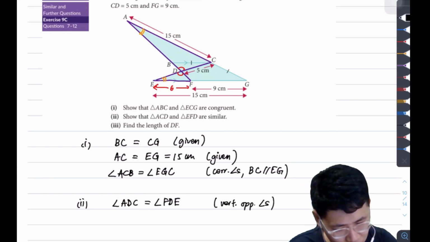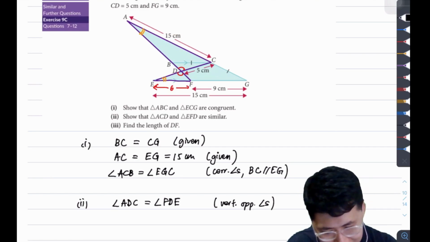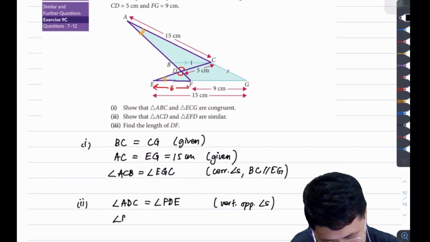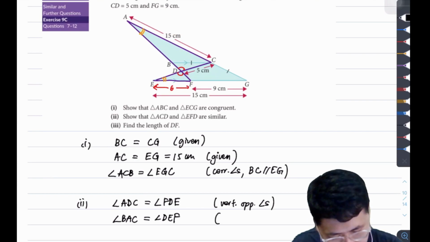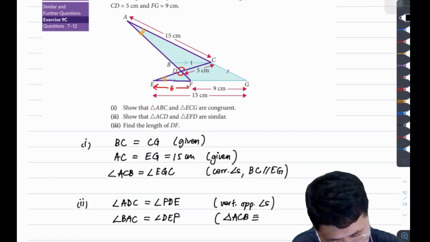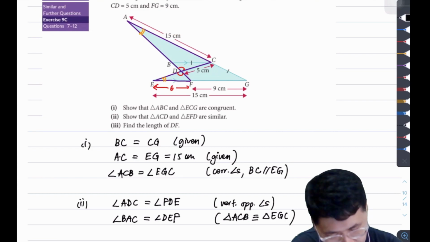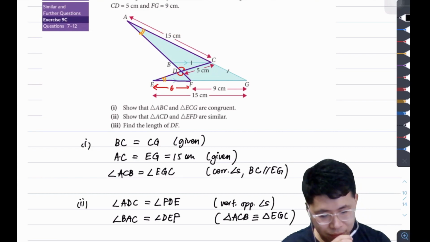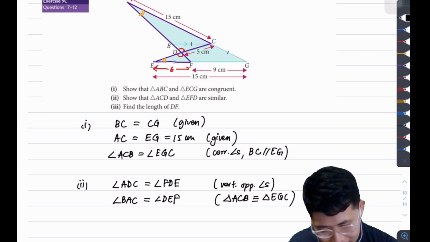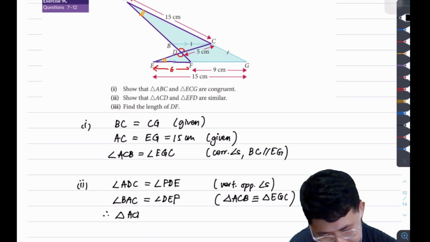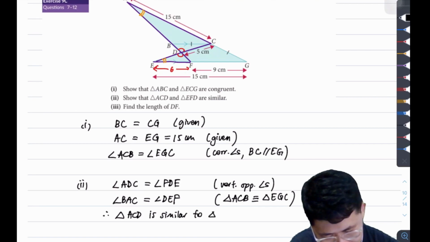Alright. So the next one that I'm going to do is the orange color one, where angle BAC is equals to angle DEF. And this is because of congruence. Because like what we did above, triangle ACB is congruent to triangle EGC. Okay, so this one is how they restrict us. So now I have two sets of angles already. So my triangle ACD is similar to triangle EFD.